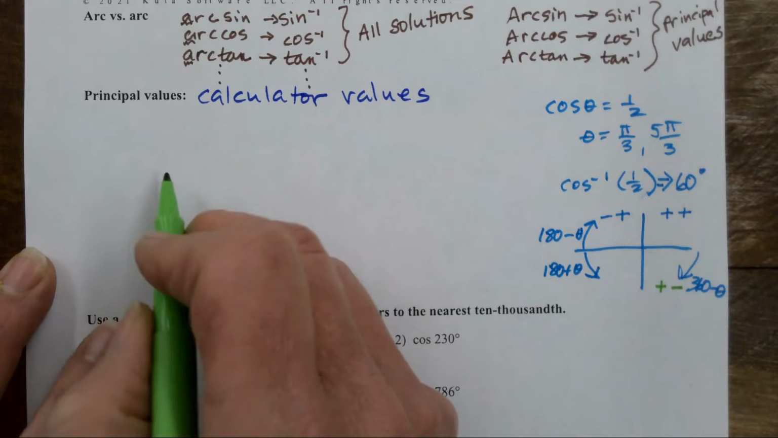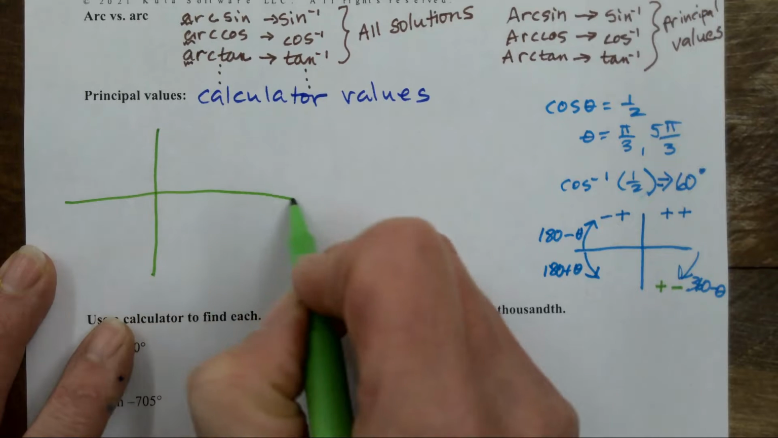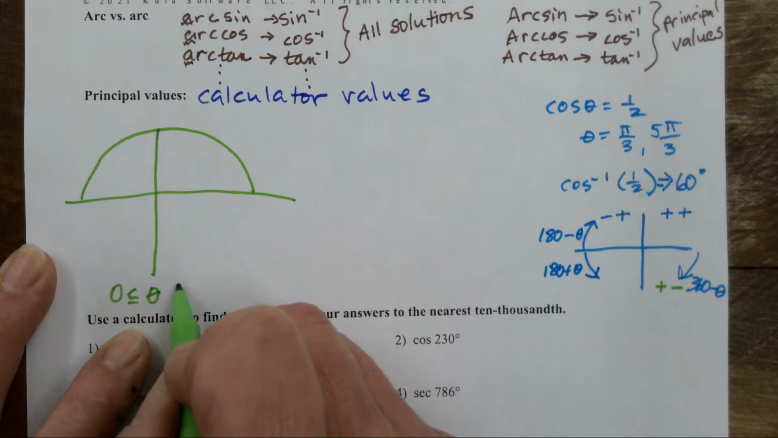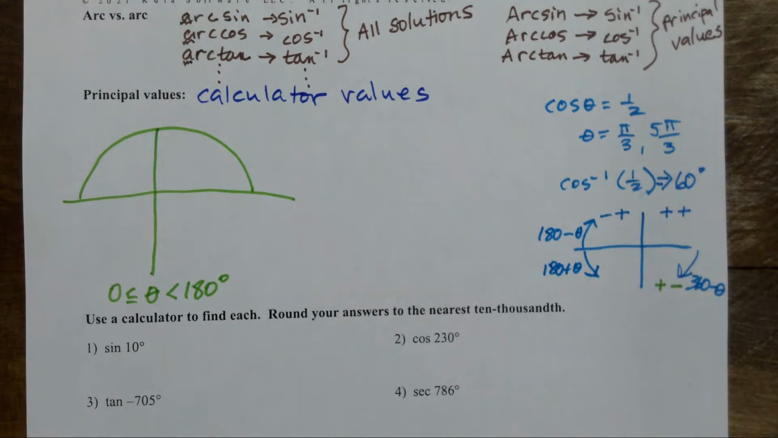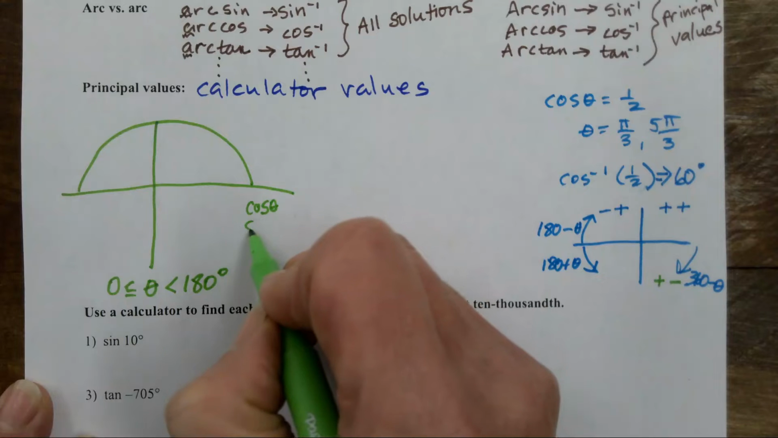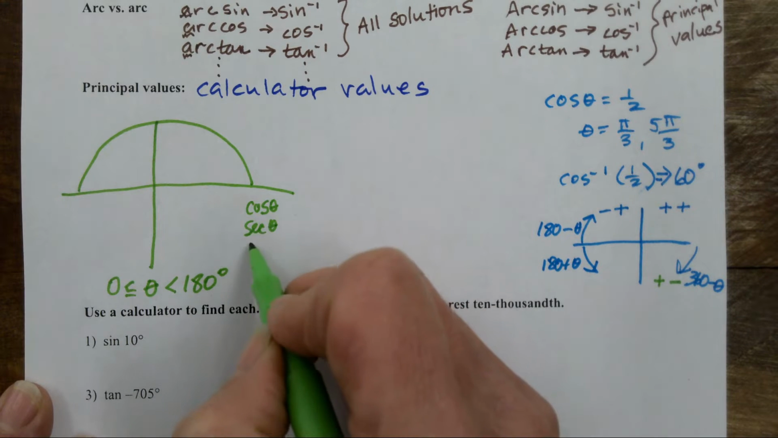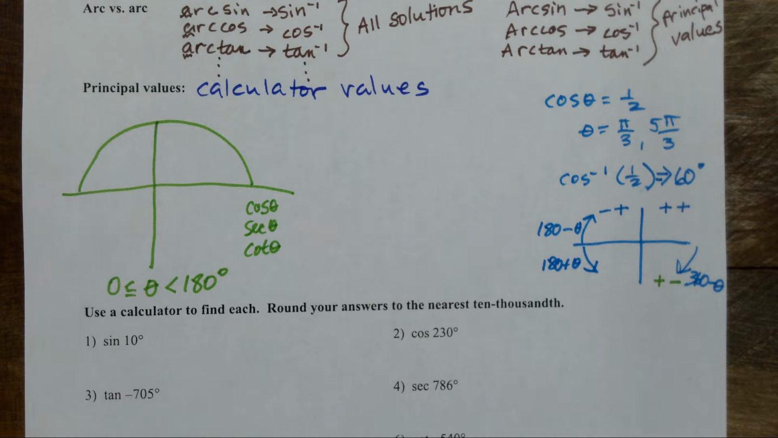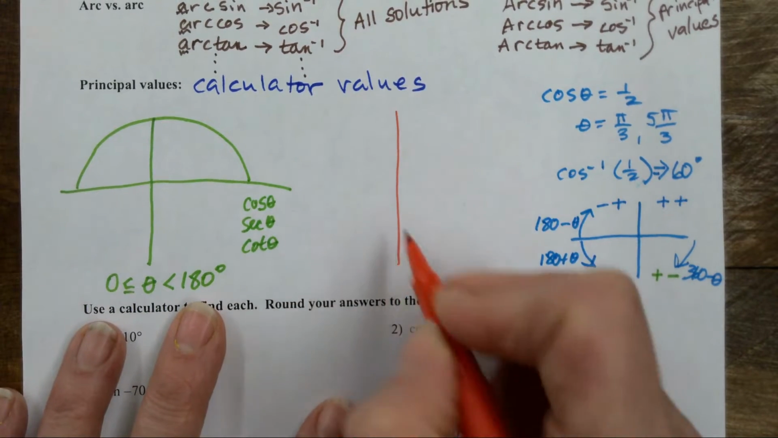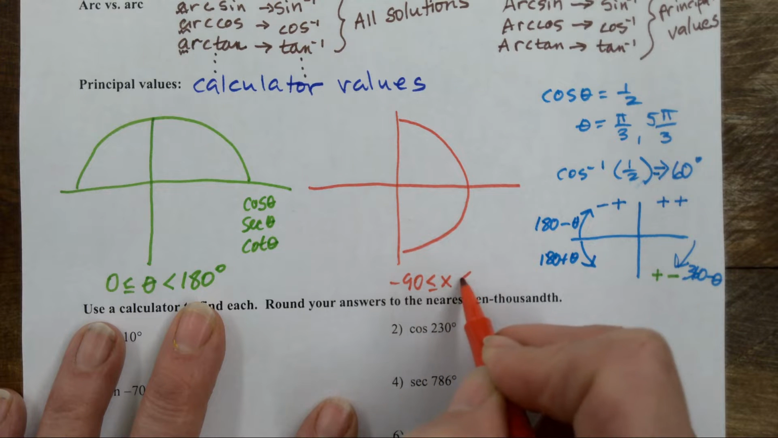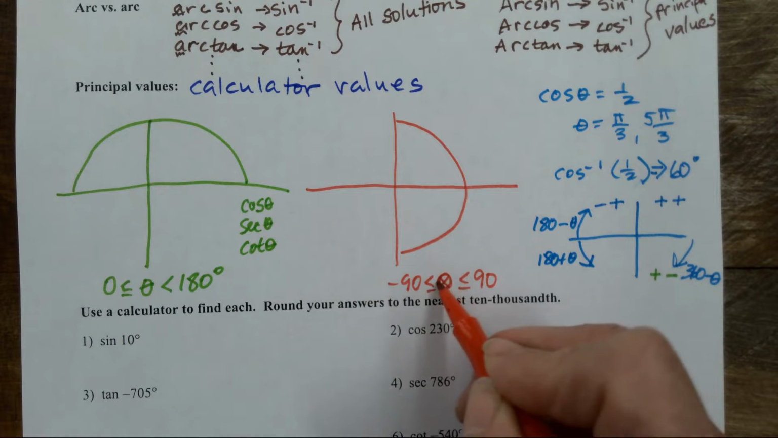If I want principal values for cosine, my principal values for cosine will fall between 0 and 180 degrees. This is for cosine, its counterpart secant, and its other, where cosine is the lead, cotangent. When I'm finding the principal values or solving for the rest of the trig functions, its principal values will fall between negative 90 and 90. I should put theta for that, because that's what I used before.